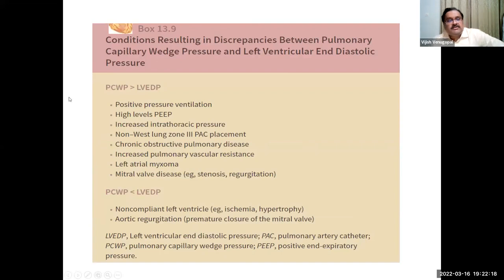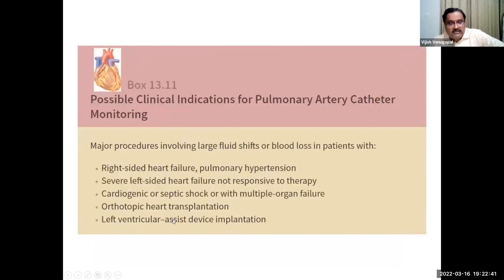So there are certain conditions where the pulmonary capillary wedge pressure is more than the LVEDP. This is when the alveolar pressure is more. This is seen when you have positive pressure ventilation, high levels of PEEP, increased intrathoracic pressure, left atrial myxoma or mitral valve disease. It is less than the LVEDP when you have a non-compliant left ventricle, as in ischemia, hypertrophy, or in aortic regurgitation.